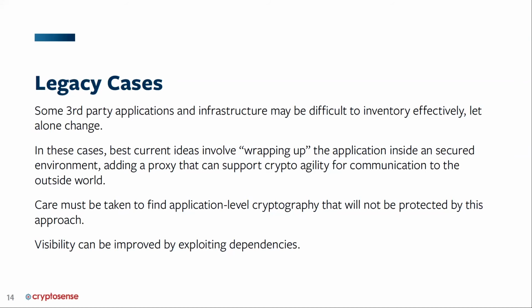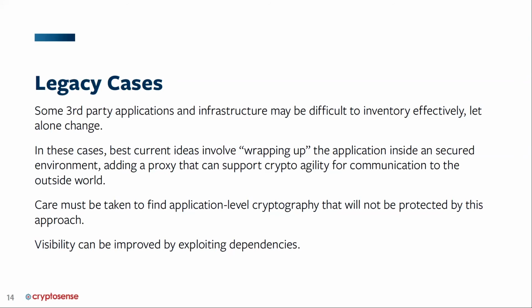One way that we can get improved visibility that we've seen work quite well is by exploiting dependencies. So what does that mean? So it means I don't know what cryptography is going on inside this application because it's opaque. It's written in some language we can't really look at anymore. We can't compile it. Or maybe it's a piece of infrastructure, so we can't even get access to it.